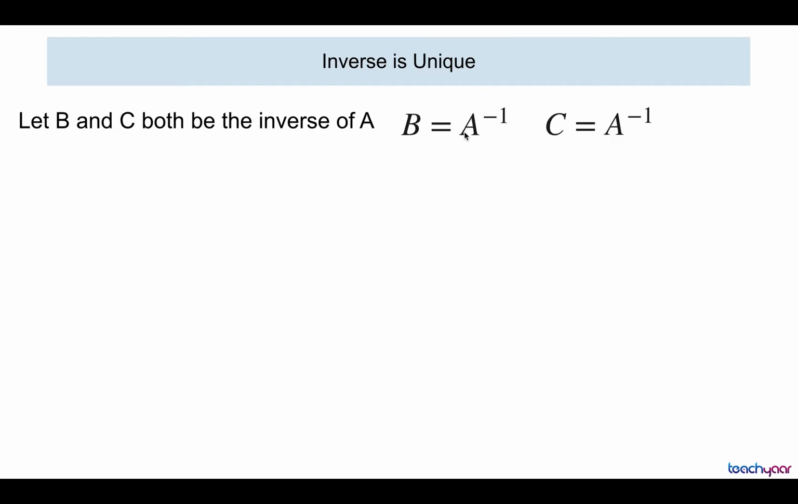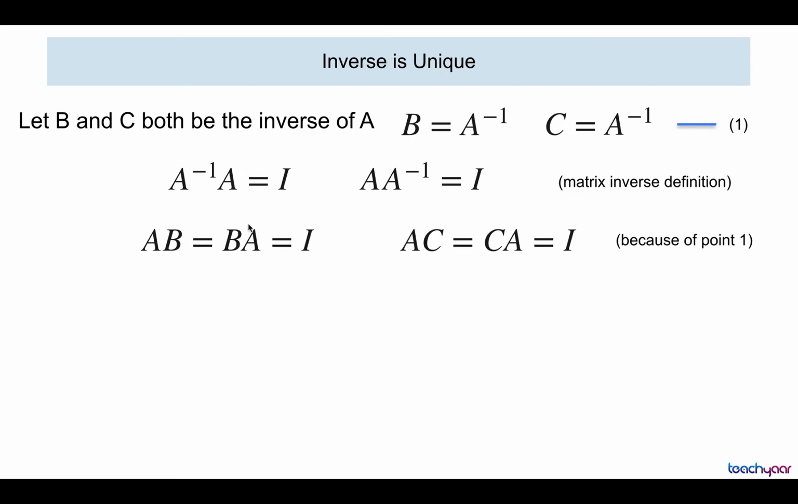So we define B as A inverse. We say C is also A inverse. And just for reference, I'm calling this point 1. Now we know that for a matrix, A inverse A is the identity matrix, and A A inverse is the identity matrix. And we've just said that A inverse can be B and A inverse can be C. So we know that AB is equal to BA is I, because if you just replace A inverse by B, you get that. Similarly, AC equal to CA equal to I. Simple, because we know B is A inverse and C is A inverse.